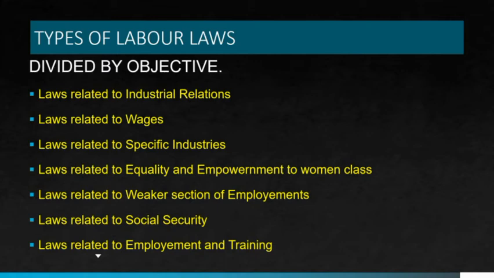Weaker section of employments, like the Unorganized Worker Social Security Act, Social Security Act, the Employee State Insurance Act, Employee Provident and Miscellaneous Provisions Act. Laws related to employment and training means the Apprentice Act and Employment Exchange Compulsory Notification Act. These are the main classifications of labor laws divided by the objective.